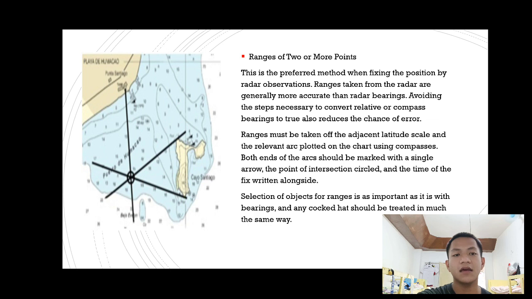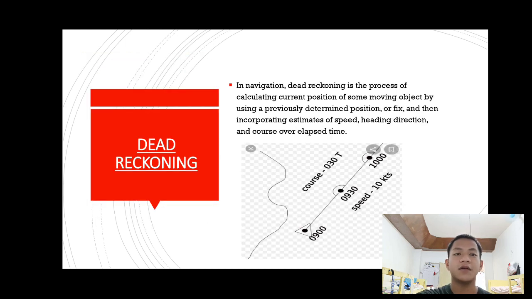Ranges must be taken off the adjacent latitude scale and the relevant arc plotted on the chart using compasses. Both ends of the arcs should be marked with a single arrow, the point of intersection encircled, and the time of the fix written alongside. Selection of objects for ranges is important, as it is with bearings, and any cocked hat should be treated in much the same way.